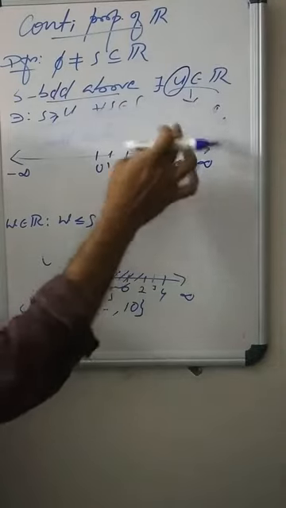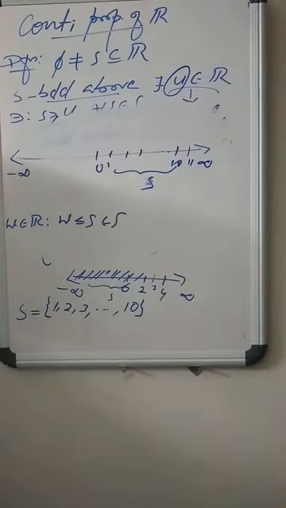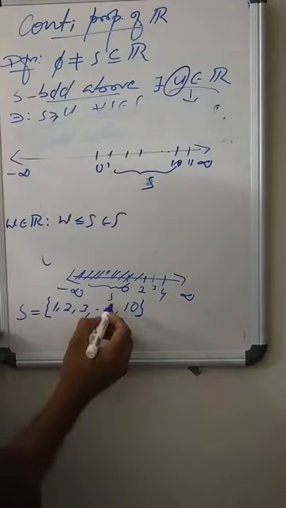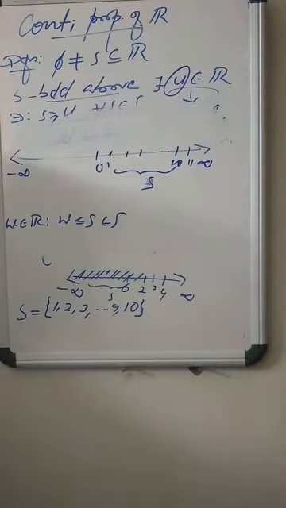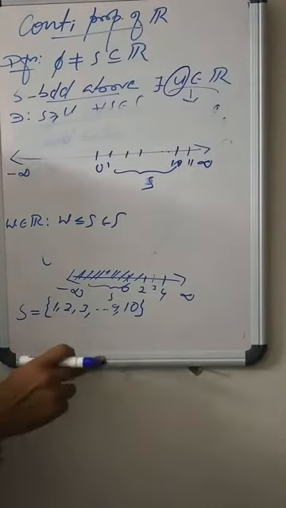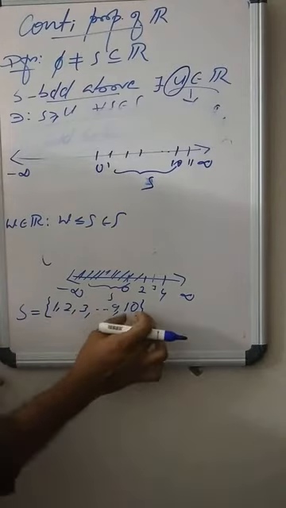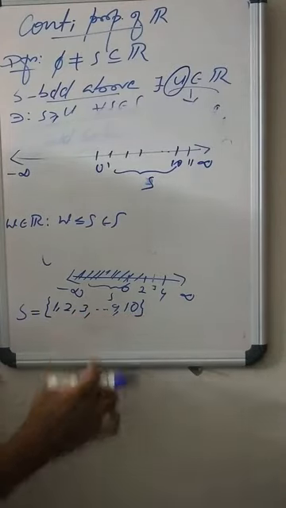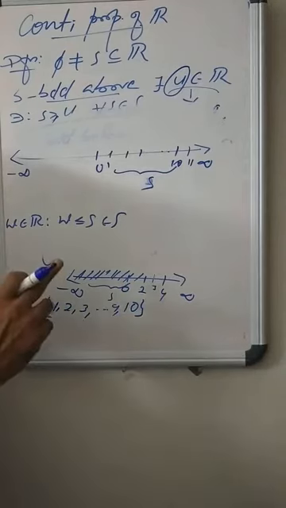What about 10? 10 is also an upper bound. Any number greater than or equal to 10 is an upper bound. Here, listen, 9 is not an upper bound. Why? Because there exists another number, 10. So 10 is an upper bound, because there is no element greater than 10 present in this set.